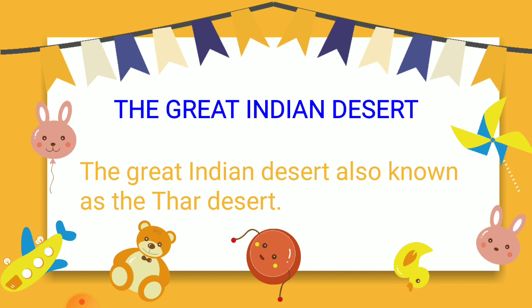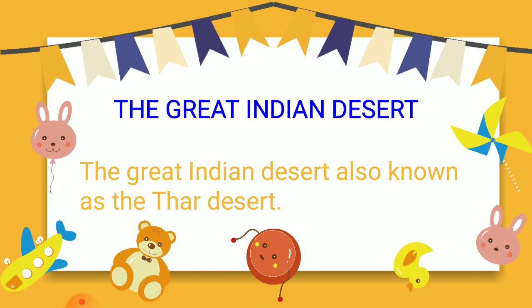Dear students, first of all, a desert is an area that receives either very little rainfall or no rainfall at all. This is the special quality of desert areas, that sometimes there is very little rainfall, and sometimes there is no rainfall also.